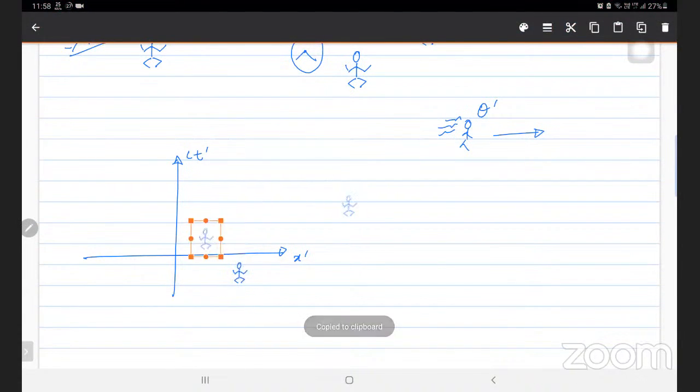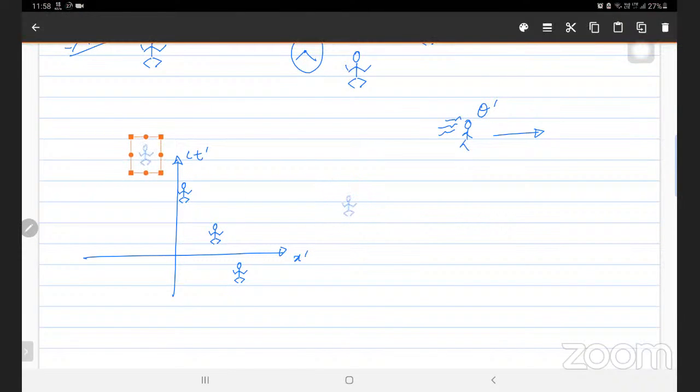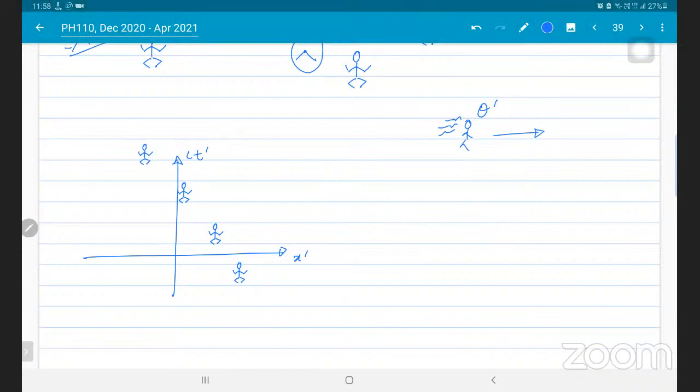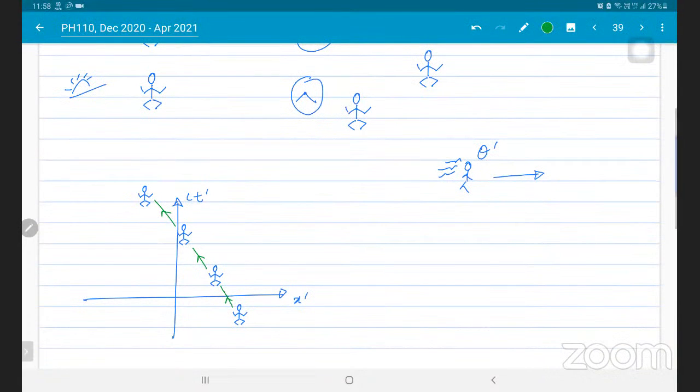Then at the next instant of time over here, the next instant of time over here, the next instant of time over here, right? It has a trajectory. This is the trajectory of the observer as seen by the runner, O prime. Fine.